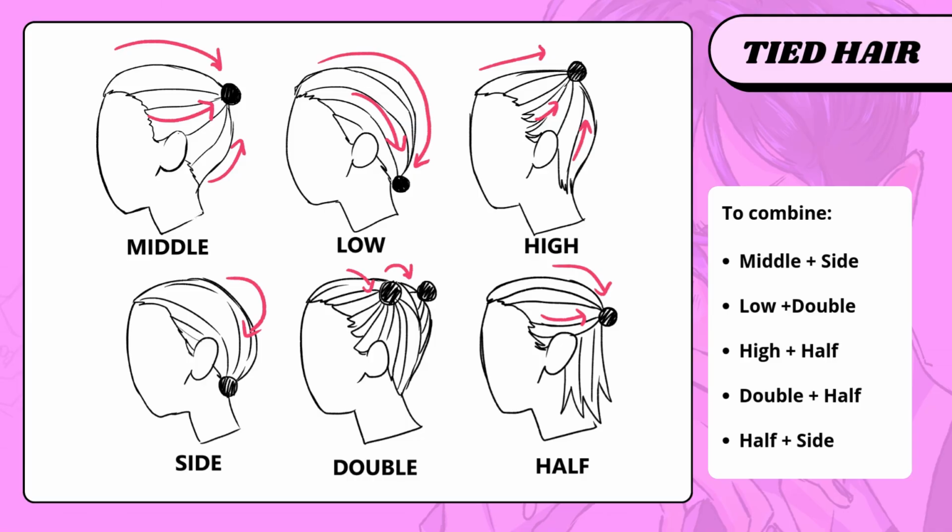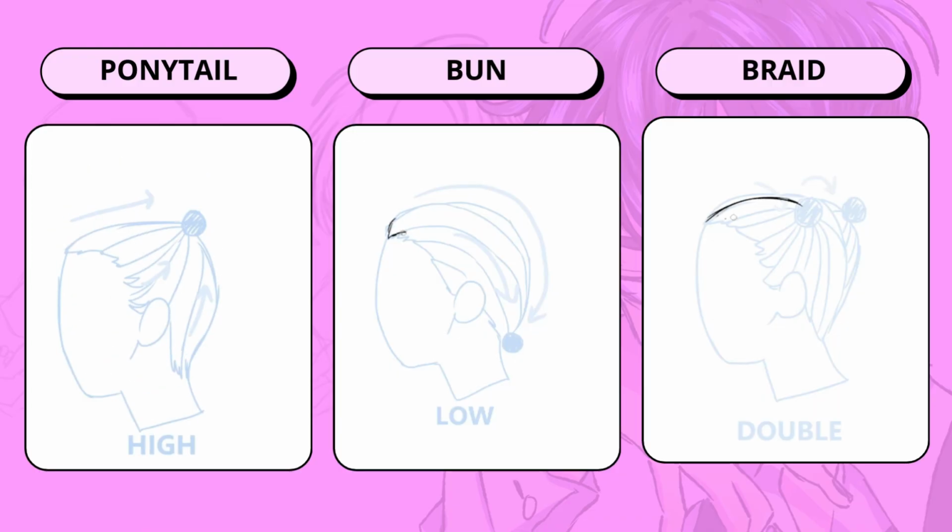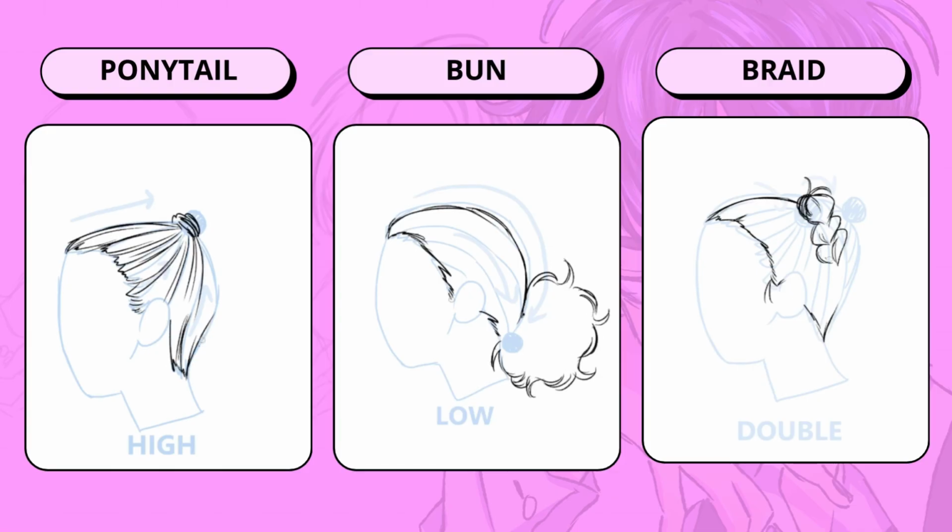I drew 6 types of tied hair, but you can create new ones, just put them together, like a double low or a half side for example. Now I'll show you how I draw a ponytail, bun and braid using this guide.